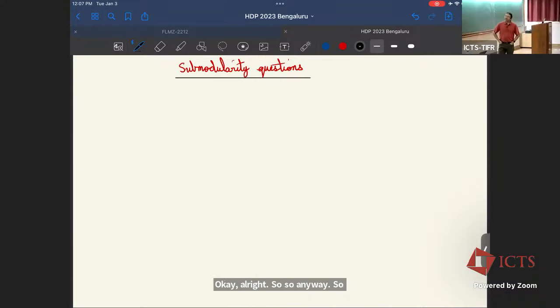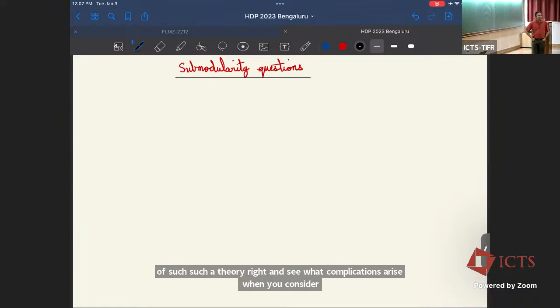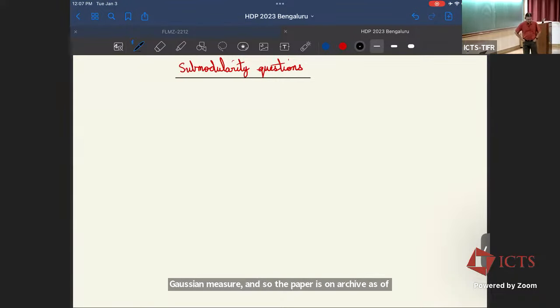So what's the big picture? In the case of Lebesgue measure, we have this very nice theory for understanding volumes of Minkowski linear combinations and so on. And the question is, if you replace Lebesgue measure by other measures, can you develop a reasonable theory? What we were trying to do here was just sketch out some of the basic elements of such a theory, and see what complications arise when you consider Gaussian measure. The paper is on arXiv as of last week, but I'm happy to take questions.